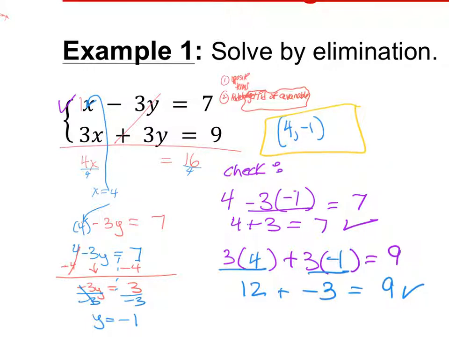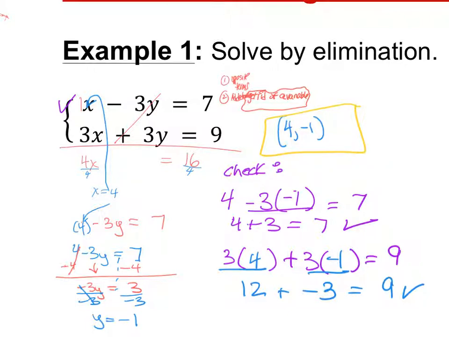So remember, step 1, look at the two equations. Step 2, are there any opposites already? Yes, add down, solve, plug in, get the other value, check your work.